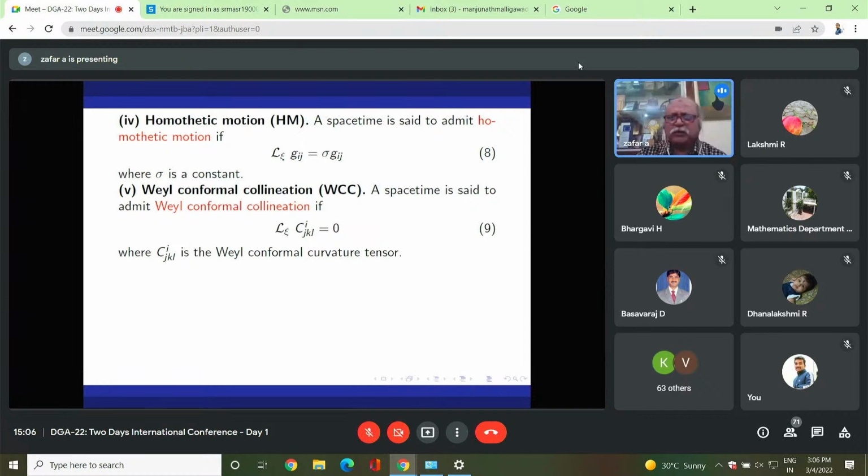Since I have only very little time, I just skip the calculations, and the first result that we have obtained is this: M is our space-time manifold, g is the metric, and xi is the vector field associated with the Ricci soliton. If this vector field is Killing, then the manifold M is Ricci flat. This is one result. Another result we have got in the form of theorem 2: if the vector field xi associated with the Ricci soliton is Killing, then the space-time admits Ricci collineation.